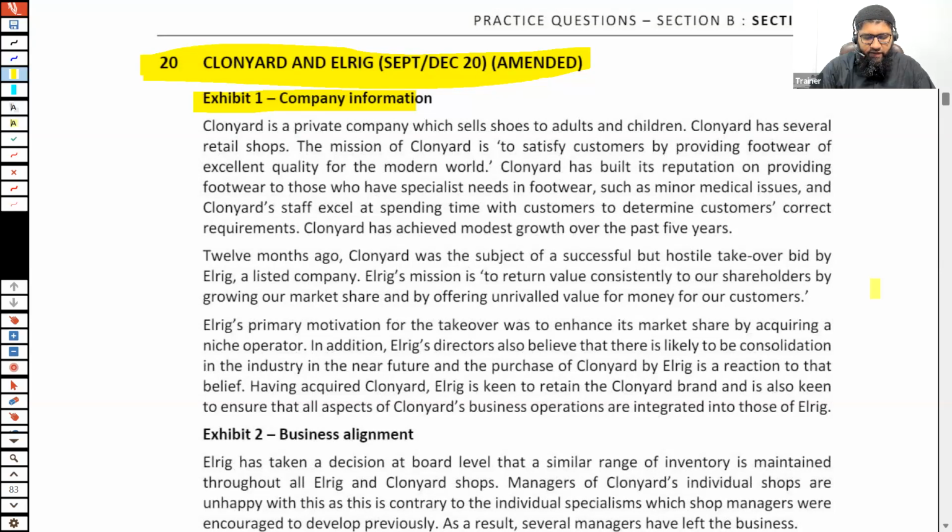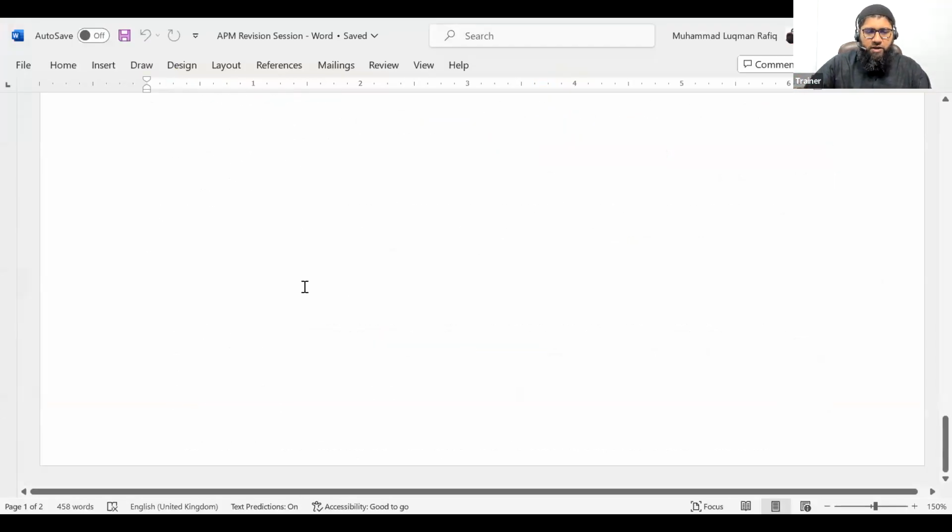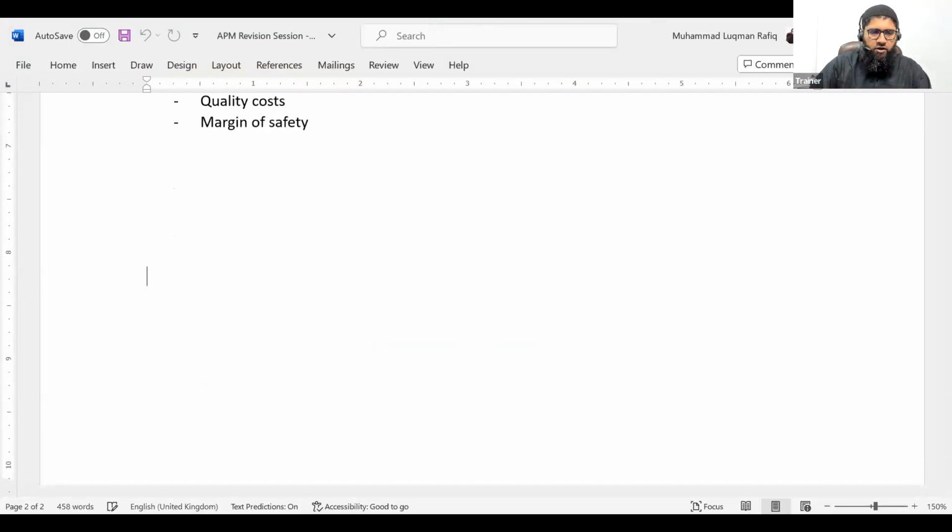Okay, let's see what is actually going on here. It says that Clonyard is a private company which sells shoes to adults and children. Clonyard has several retail shops. The mission of Clonyard is to satisfy the customers by providing footwear of excellent quality for the modern world. So what is the objective? The objective is to satisfy the customers by providing footwear of excellent quality for the modern world.